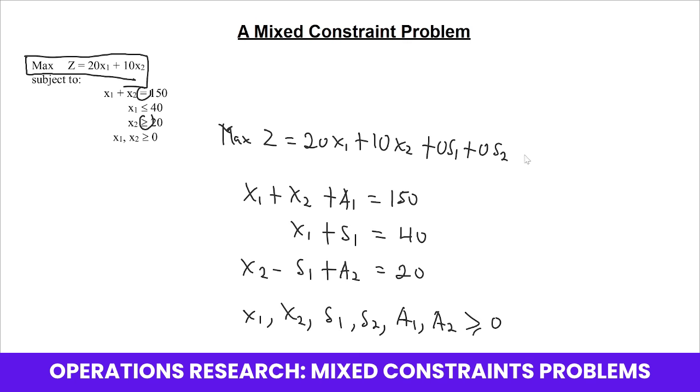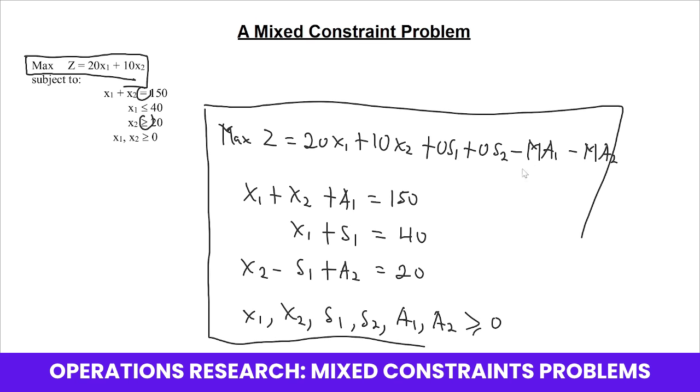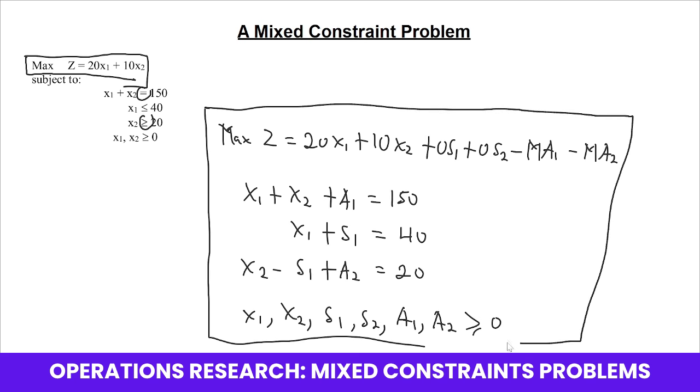So the coefficients of our artificial variables will now be negative M a1, negative M a2. So that's it for mixed constraint problems. When you have it in the simplex standard form, from here, what you have to do is to just draw your initial simplex tableau. You fill it with your values. You find your pivot column, pivot row. You do the second tableau, continue the iteration so you get your optimal solution.